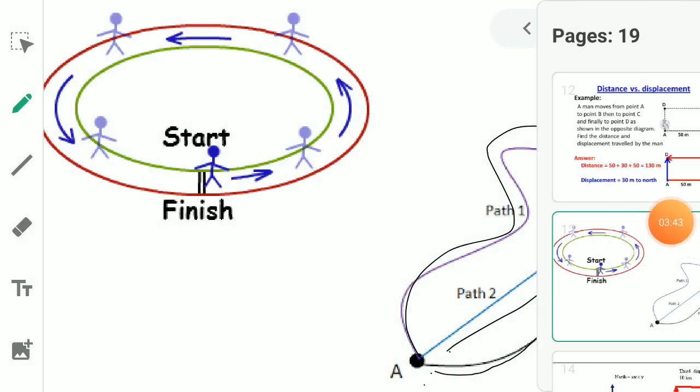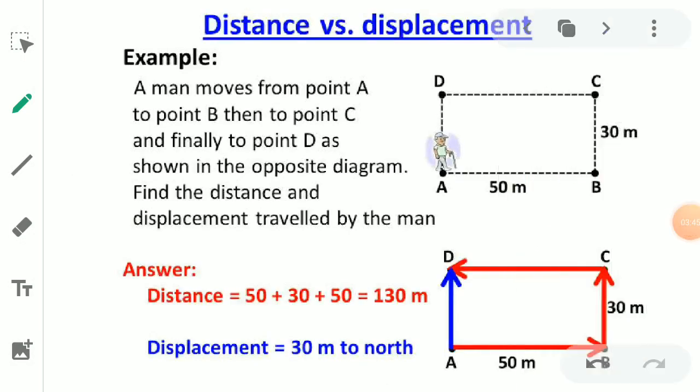Now see here, we can understand with the help of this example. A man moves from point A to point B and then to point C, and finally reaches point D as shown in the diagram. Find the distance and the displacement traveled by the man. At first, he traveled from A to B, 50 meter, then B to C 30 meter, and then C to D.